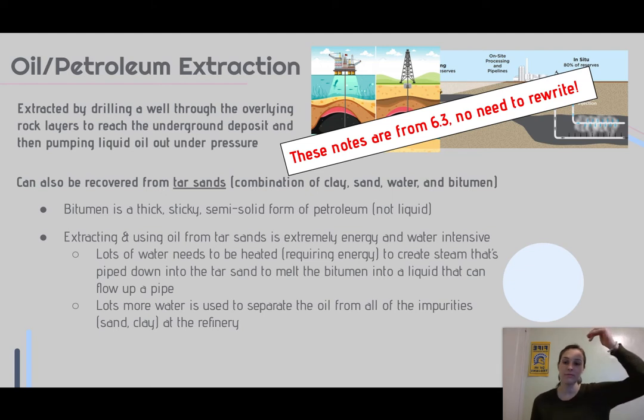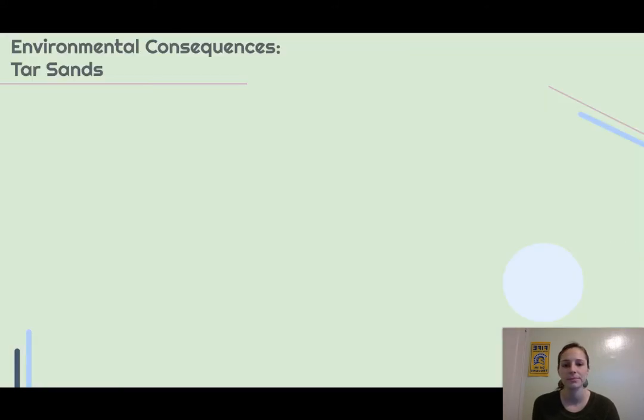So you're going to have these wells that dig down and harvest it directly from oil reserves, but also we can get it from tar sands, which cost more energy and water, but it's a way that you can get petroleum from that bitumen, which is the more tar-like level of it. So just a reminder that there's a few different methods of extracting this petroleum. And again, you don't need to rewrite this again. You already have it in your notes from 6.3.